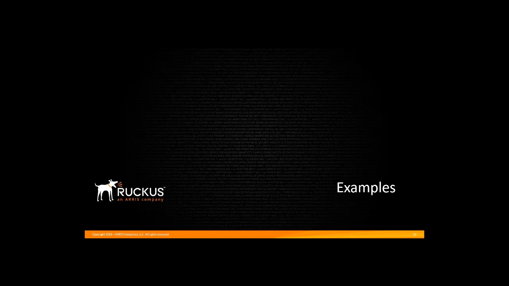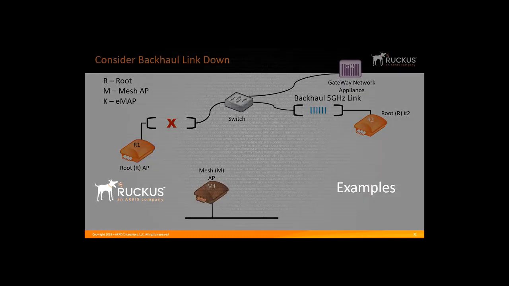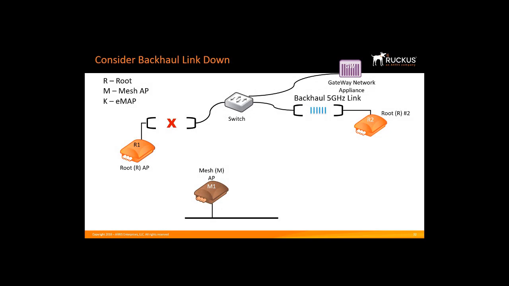Let's put what we've learned together and review a couple of examples. Here's a typical mesh topology example. We have two root APs on the same layer 2 subnet with a single meshing AP.